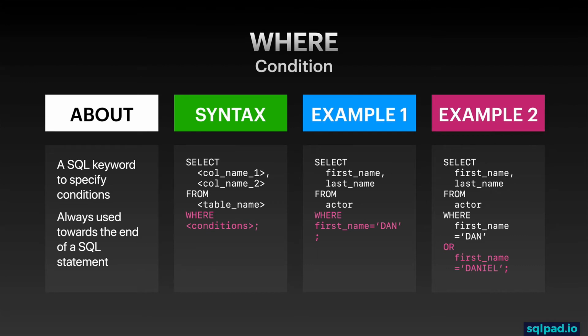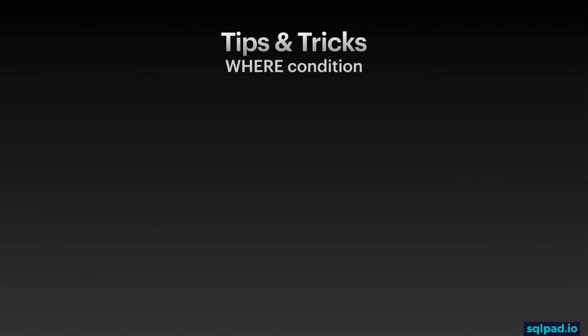I can also combine different conditions together, creating a more complicated Boolean logic. So in this second example, I'm not only wanting to retrieve records whose first name equals Dan, but also I wanted to find out who else can be referred to as Dan.